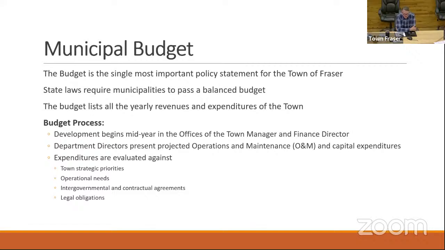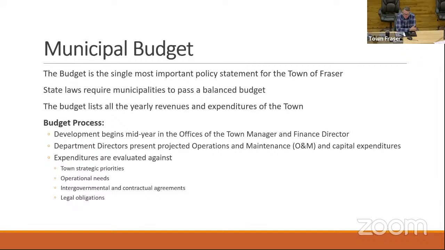Typically, the budget process starts in mid-year, sometime in mid-summer, when the town manager meets with the finance director, and we establish those parameters and timelines and budget calendars for making those revenue projections, and also for scheduling work sessions with our board of trustees as they review the budget. Next, we invite department directors to present their projected operations and maintenance budgets and capital expenditures for the coming year.